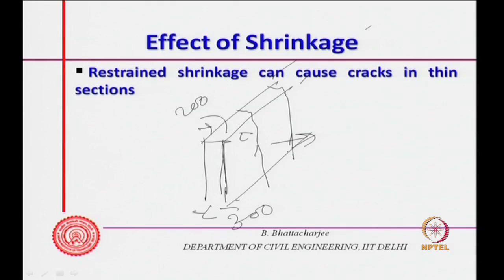In thin sections this comes, and in very thin precast elements. If shrinkage is restrained, cracks can come, and it could be through and through. It could be through and through up to a certain depth with a larger crack here and finer at the bottom, or it may not go up to full depth, something of this kind.